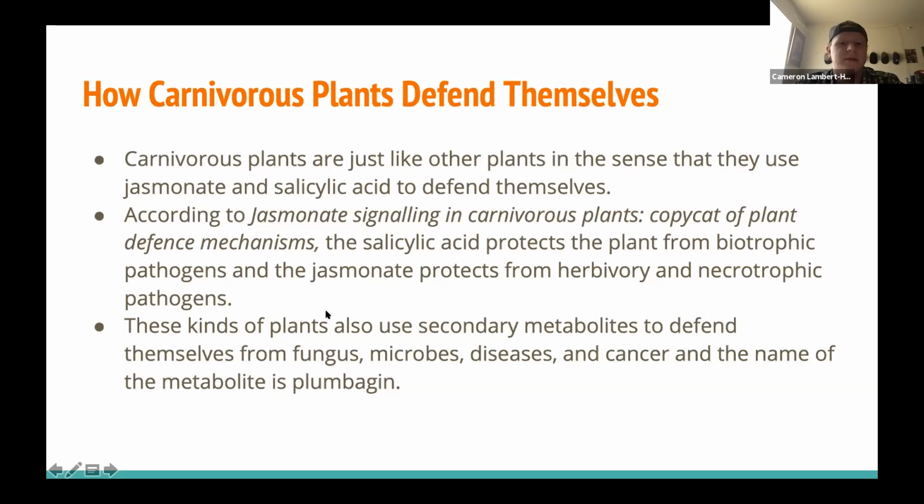Carnivorous plants still need to defend themselves though, and they are just like all other plants in the sense that they use jasmonate and salicylic acid to defend themselves. According to this article, the salicylic acid protects the plant from biotrophic pathogens, and the jasmonate protects them from herbivory and necrotrophic pathogens. These kinds of plants also use secondary metabolites to defend themselves from fungi, microbes, diseases, and cancer. The name of this metabolite is plumbagin.